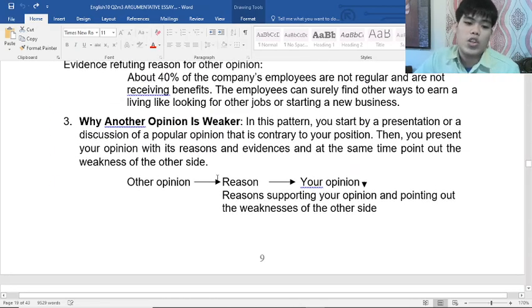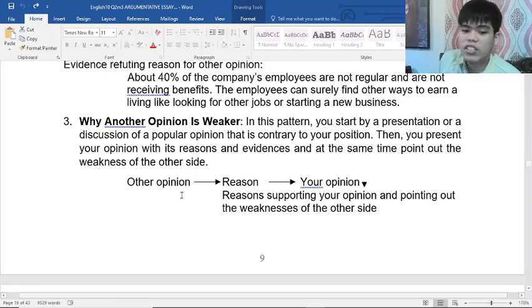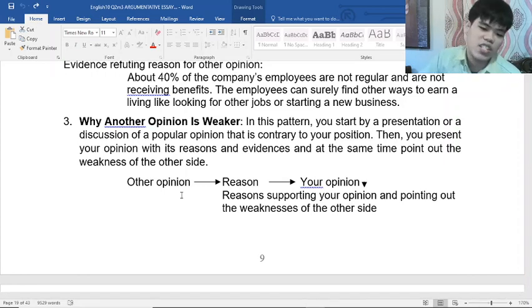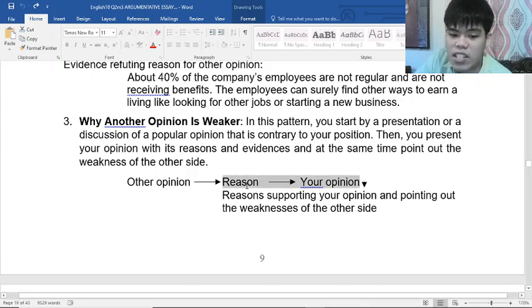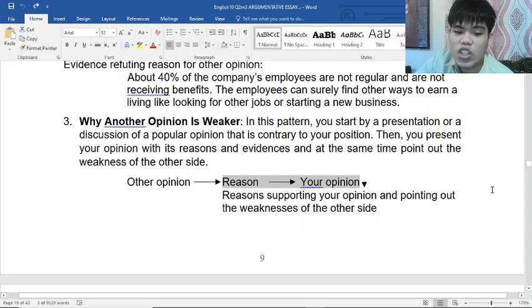Now, you will create a very weak opinion if you follow this pattern. If you start first with an opinion from another person, then you explain the reasoning of that opinion, and then you add your own opinion, what will happen is that rather than strengthening your opinion, you're actually making the other people's opinion much stronger. Therefore, if you ever create an argument using this pattern, your claim is much weaker.